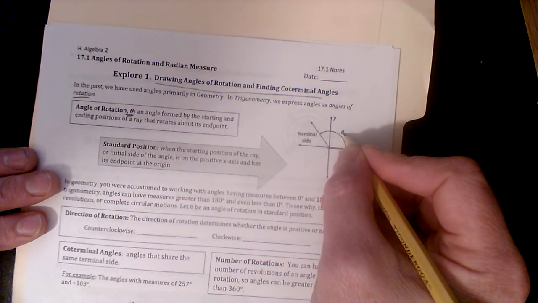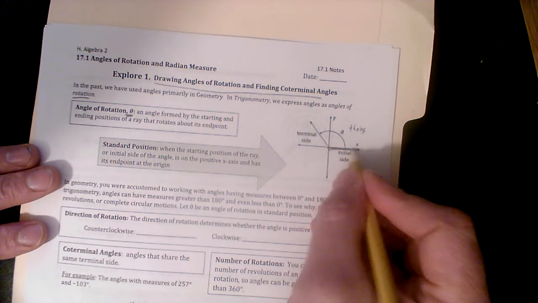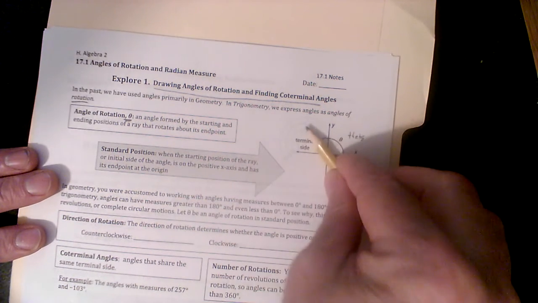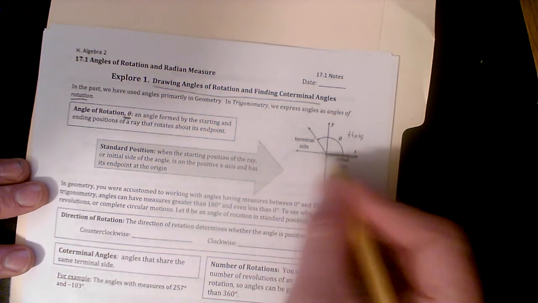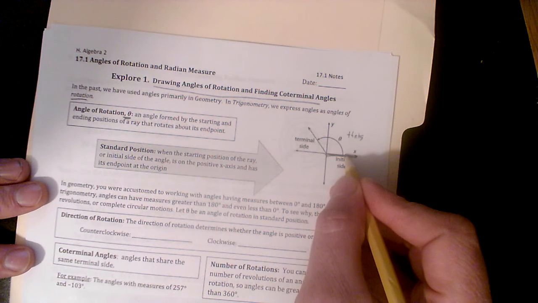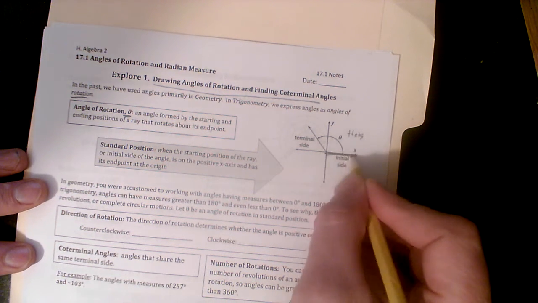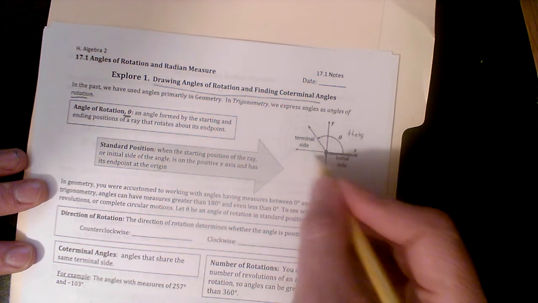And I'm going to point out right here, this little symbol is called theta, right? It is formed by starting and ending positions of a ray that rotates around an endpoint. So if we make this always the initial side, theta is created by making a ray that may rotate to a point. So it may continue to rotate. The standard position is when the position of a ray or initial side is on the positive x-axis, this being the x, anything positive would be on this side, and has its endpoint at the origin. So that means I'm over here and my endpoint is right here at 0, 0. All right? So my ray rotates.